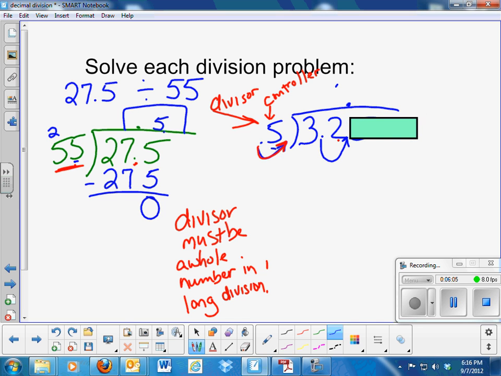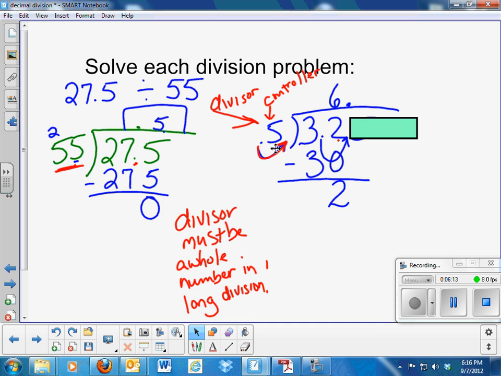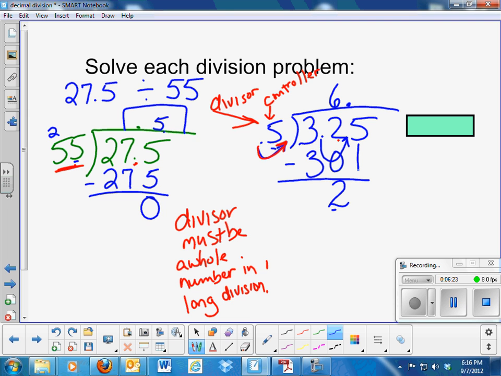6 times 5 is 30. I write my 30, and I'll subtract. I'm left over with 2. Can 5 go into 2? I'm going to check right here and see if this number is as small as it can be. 5 go into 2? No. So that's when I uncover the next digit and bring that straight down. Draw an arrow, bring the 5 down.